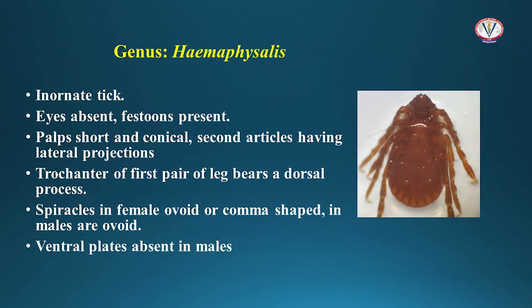Genus Haemaphysalis, again an inornate tick, eyes are absent, festoons are present, the palps are short and conical, and the second article has lateral projections. The trochanter of the first pair of legs bears a dorsal process. Spiracles in females are ovoid or comma shaped, and in males are always ovoid. Ventral plates are absent in males.